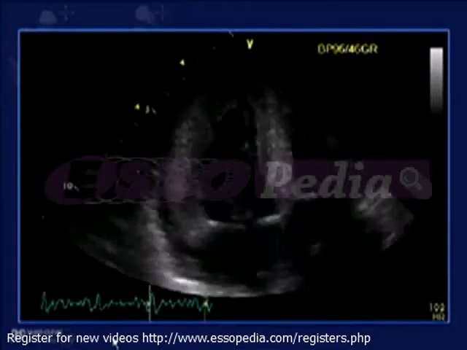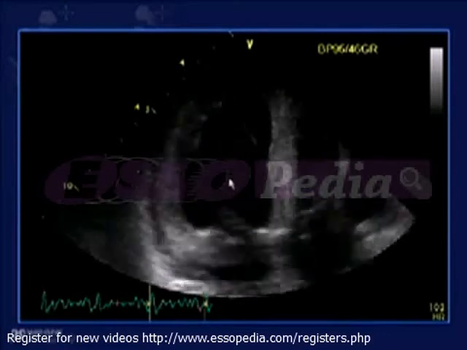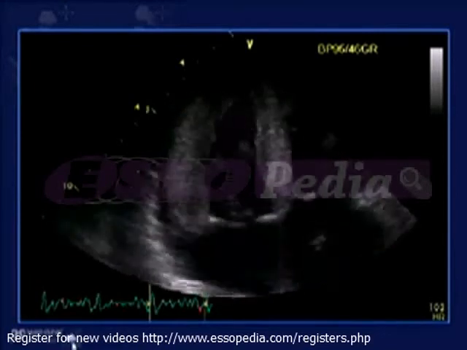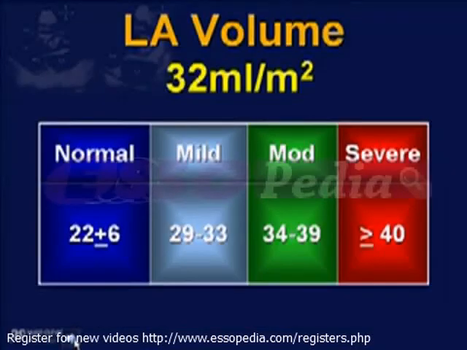Well, we begin our evaluation by looking at left ventricular ejection fraction. Biventricular EF is normal, so global function is normal. And so we begin our evaluation for left ventricular filling pressure with key measurement number 1, this volume-based measure of LA size.